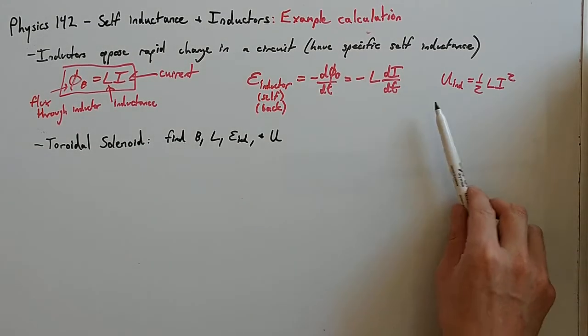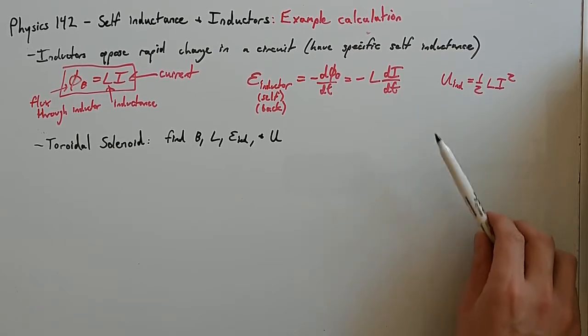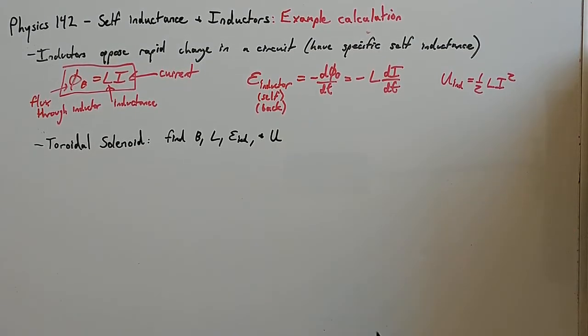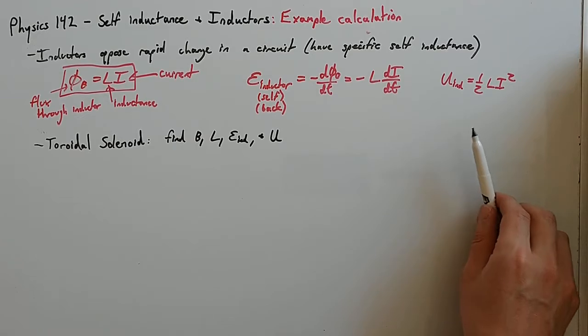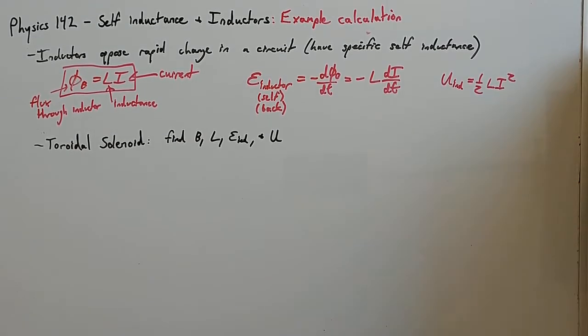We also wrote down a formula for the energy stored in an inductor. We realize inductors store energy, and the amount of energy stored depends on the inductance and the current running through it squared. So those are sort of the formulas that we have for inductors.